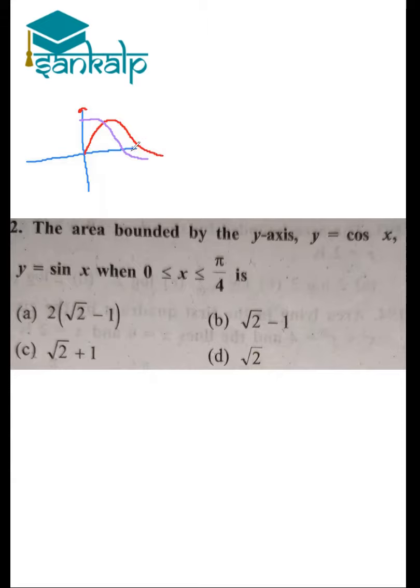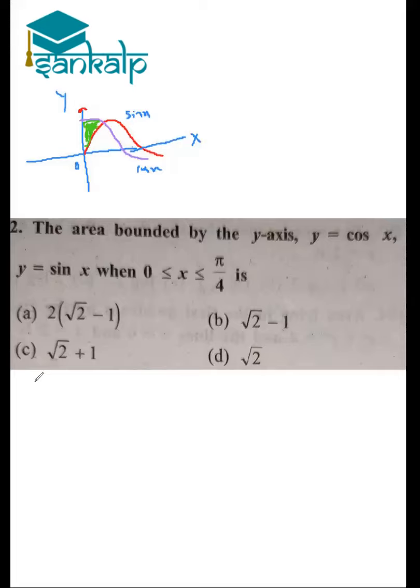And see here we need to calculate the area which is bounded between these two curves. Okay, these two curves, that is we need to calculate this particular area, the area which is bounded between the sine curve and the cos curve. So this is the sine curve, sine x, and this is the cos x, x-axis, y-axis. So we need to calculate this area present under 0 to pi by 4.